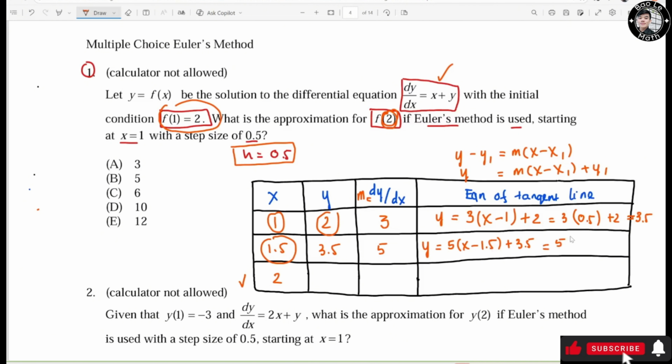Now substitute 2 for x over here. We have 5 times 2 minus 1.5 is going to be 0.5, right? Plus 3.5, right? So it could be 2.5 plus 3.5, it could be 6. We put 6 over here. The answer must be C.